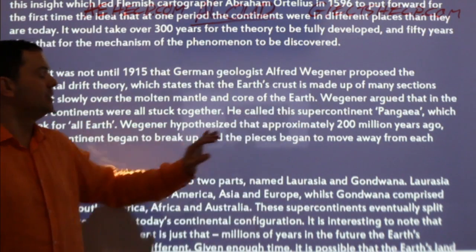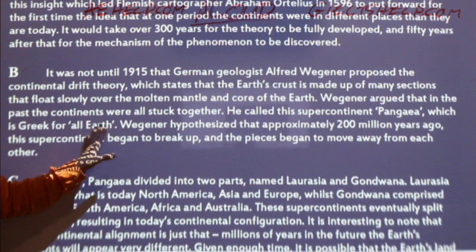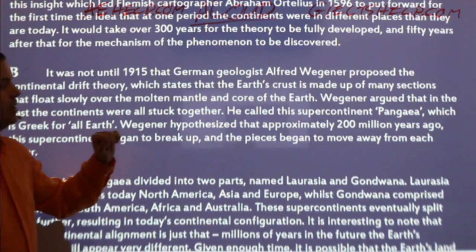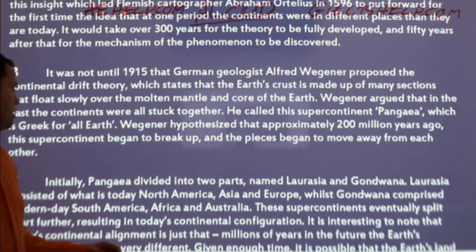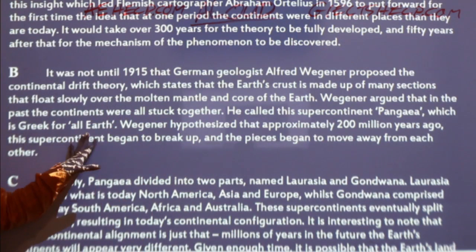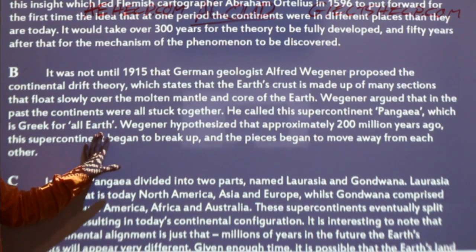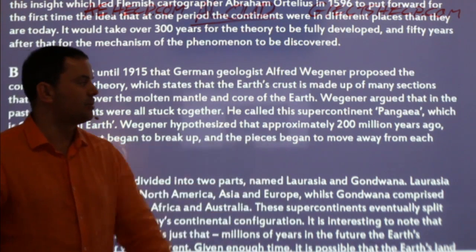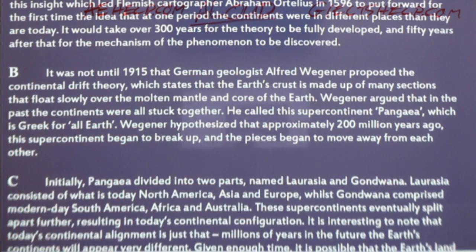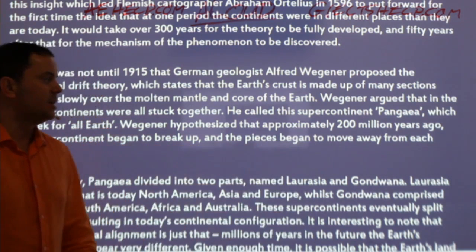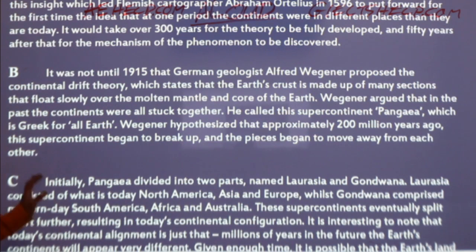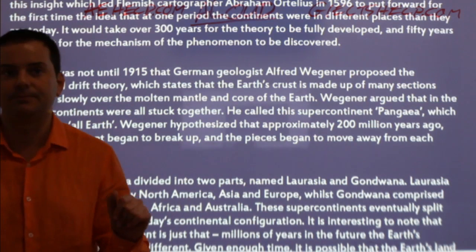Wegener argued that in the past, the continents were all stuck together. He called this supercontinent Pangaea, which is Greek for all Earth. Wegener hypothesized that approximately 200 million years ago, this supercontinent began to break up and the pieces began to move away from each other. Okay?